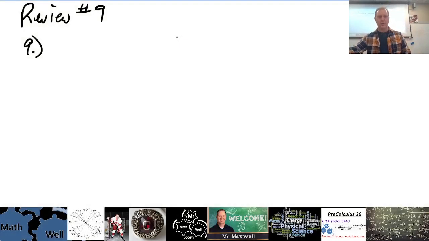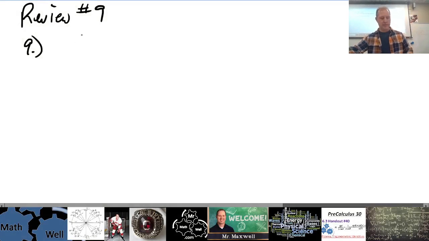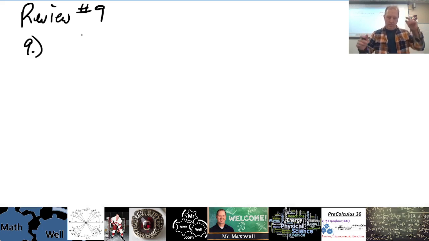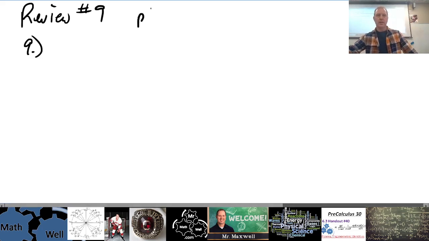Okay, so for chapter 1, this is review question number 9. And it's on page, let's just see here. So it's on page 61. And it says, prove. Okay, so remember, proving is not just giving multiple examples.